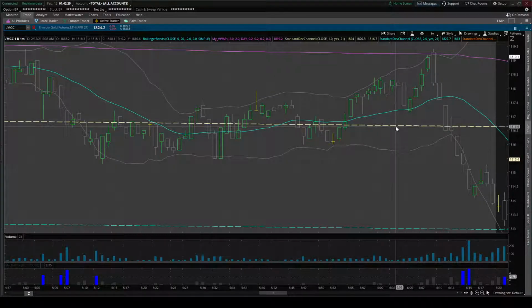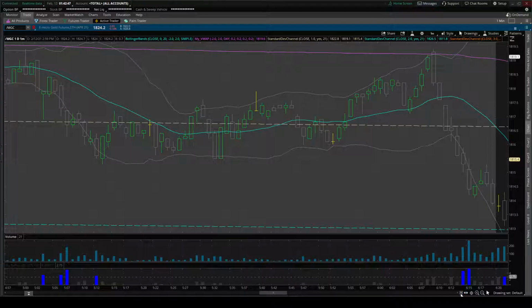The purple, cyan, magenta line here is VWAP. This cream colored line is 1 standard deviation. The blue line is 2 standard deviation. So what I'm looking to do in this trade is to buy a dip.